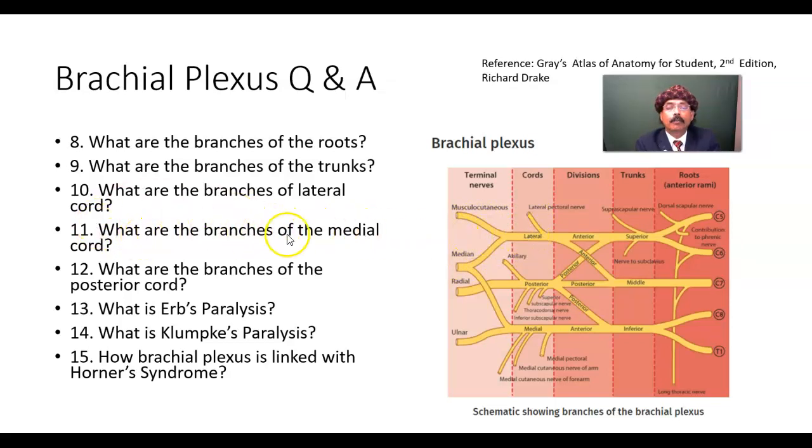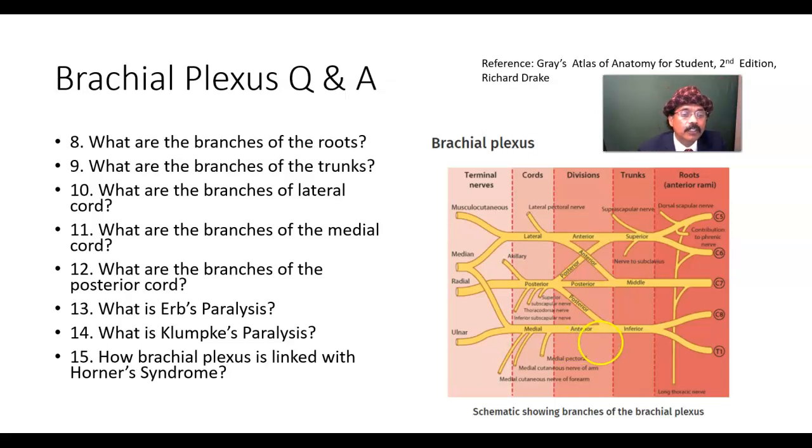What are the branches of the medial cord? This is the medial cord. We'll get 1, 2, 3, 4, 5. Medial pectoral nerve supplies the pectoralis major and pectoralis minor. Medial cutaneous nerve of the arm provides the cutaneous innervation here. Then medial cutaneous nerve of the forearm will pick up sensation, pain, touch, temperature from the forearm.